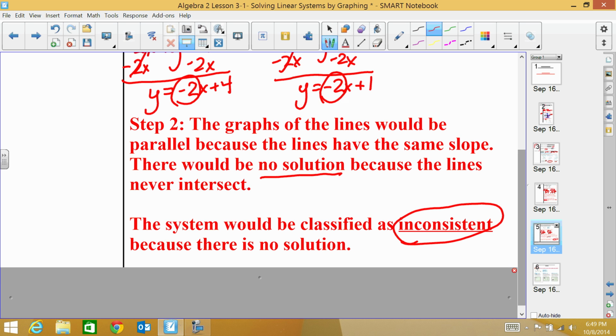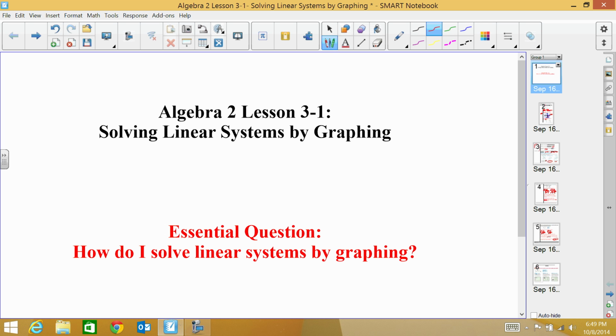Okay? All right, make sure you go back and answer your essential question. How do I solve linear systems by graphing? And then I will see you in class tomorrow. Also, don't forget that you need to chunk your notes into sections this time. So you need to divide your notes into sections, however you'd like to do that, and then you need to write a question in the left-hand margin for each section that you made.